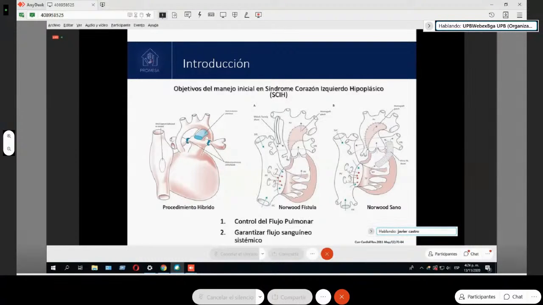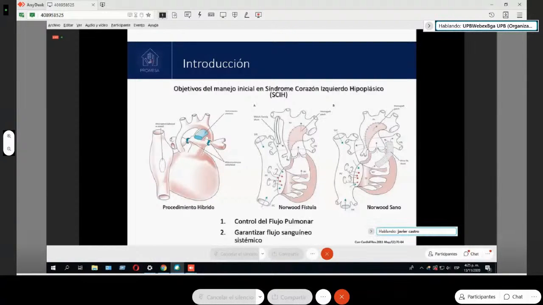It is the hypoplastic left heart syndrome. That's the most severe cardiopathy because of its complexity. When these children are taken to surgery, the goal in newborns is to have sufficient blood to the lungs, not in excess, not in a scarce manner, so that they have sufficient oxygenated blood, but also to ensure the body receives sufficient oxygenated blood.